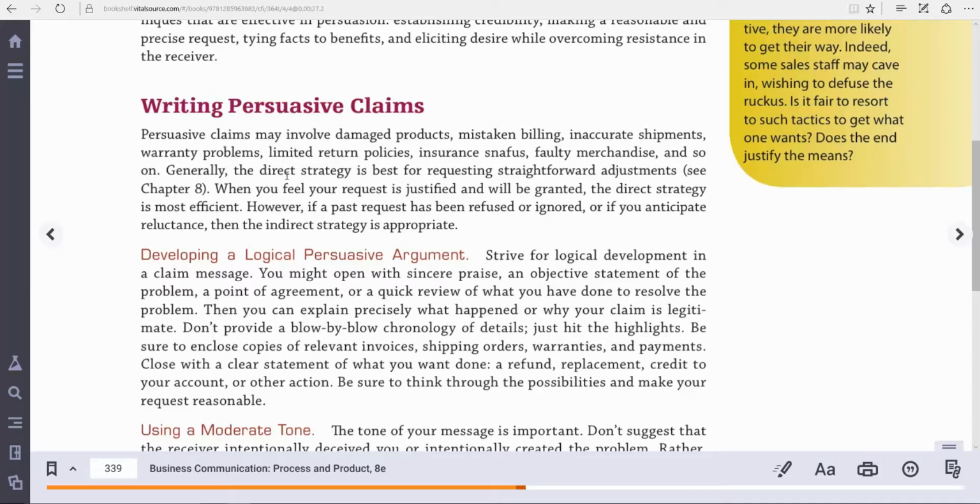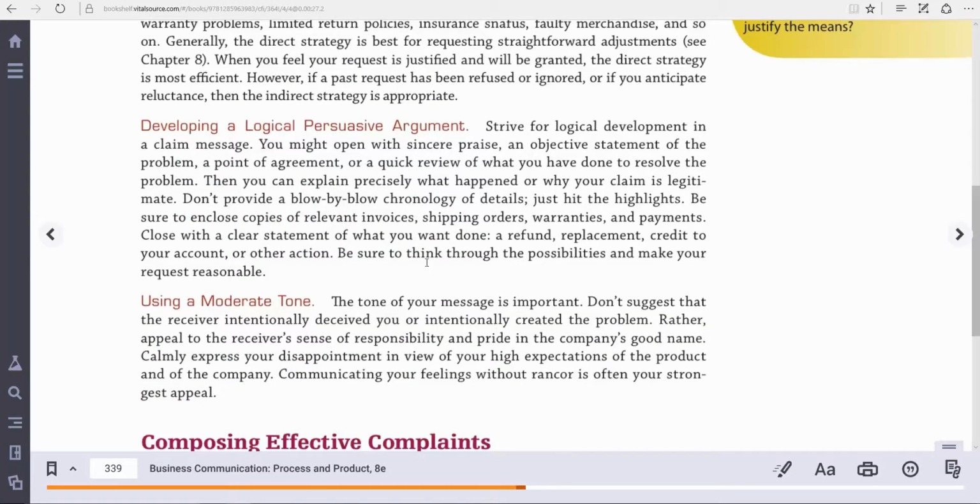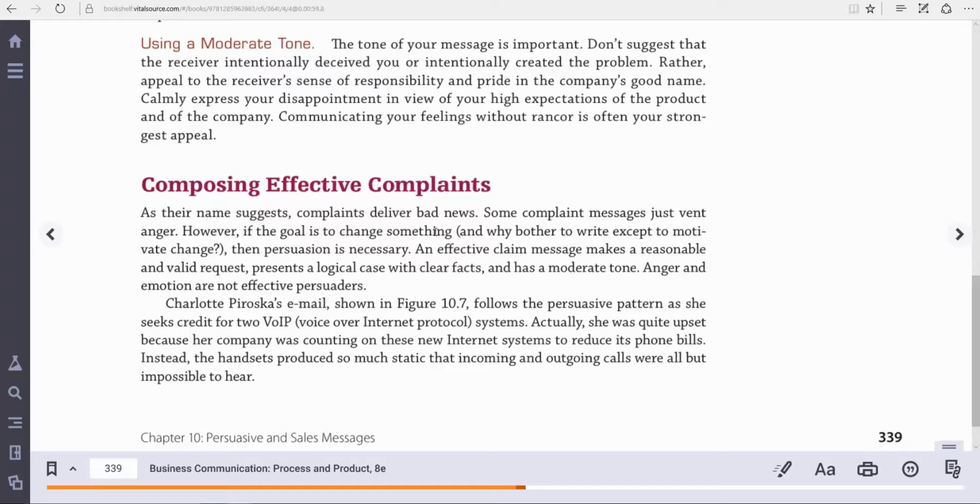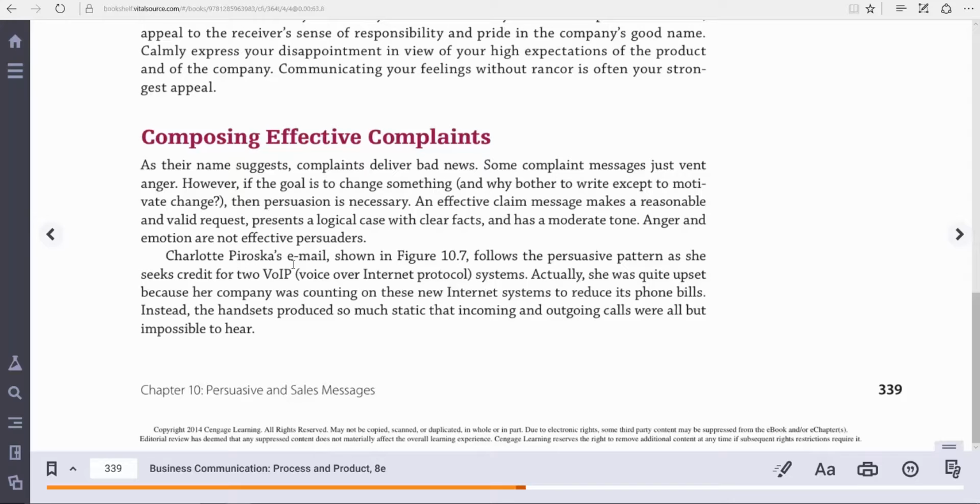In the way you write persuasive claims, we talked about claims before in Chapter 8. Developing a logical, persuasive argument using a moderate tone. And then effective complaints deliver bad news, as their name suggests. Some complaint messages just vent anger. And then here's an example coming up about how her email follows a persuasive pattern as she seeks credit for 2 voice-over internet protocol systems. She's quite upset because her company was counting on these new internet systems to reduce its phone bills.